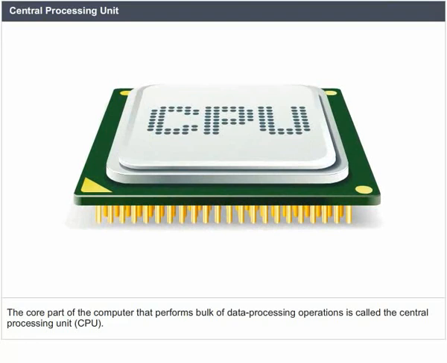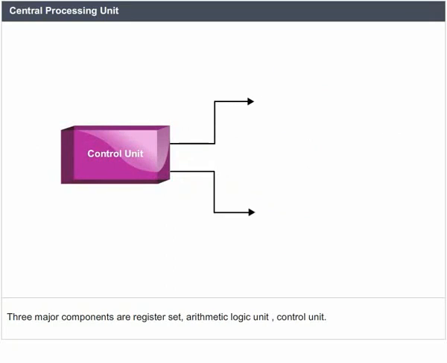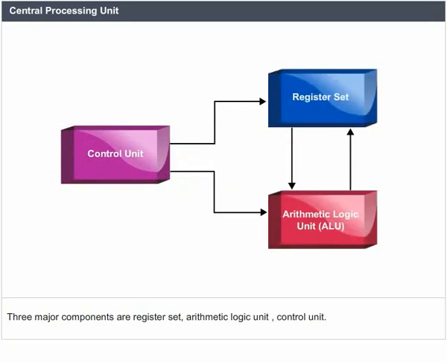Central processing unit. The core part of the computer that performs the bulk of data processing operations is called the central processing unit, CPU. Three major components are the register set, arithmetic logic unit, and control unit. The register set stores intermediate data used during the execution of instructions. The ALU performs the required micro-operations for executing the instructions. The control unit monitors the transfer of information among the registers and the operations of the ALU.